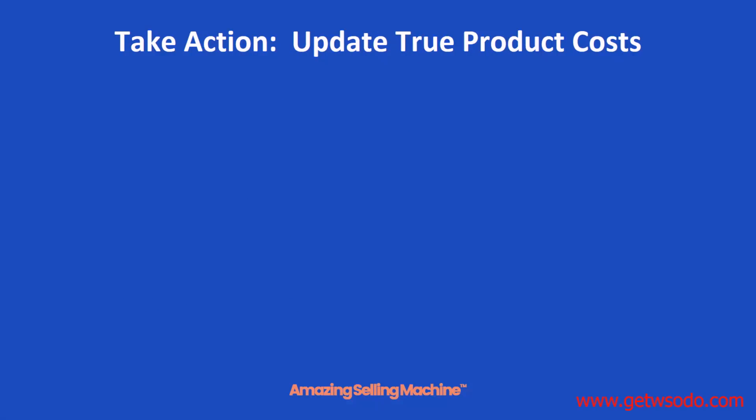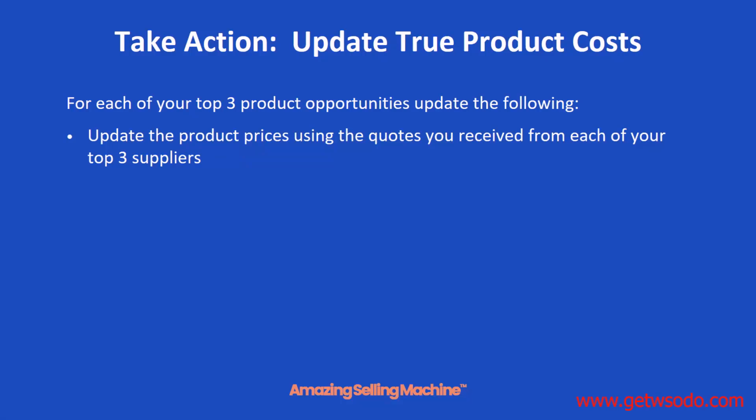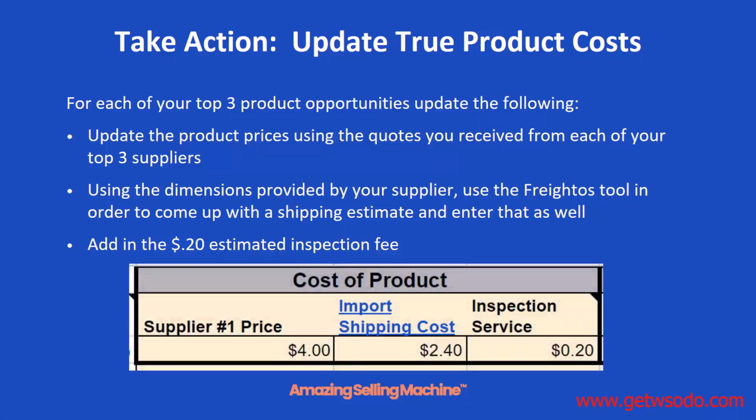Now it's time to take action and update the true product costs on your product opportunity spreadsheet. For each of your top 3 product opportunities, update the following. Update the product prices using the quotes that you receive from each of your top 3 suppliers. Then, using the dimensions they also provided, use the Freightos tool in order to come up with a shipping estimate and enter that as well. And finally, add in the 20-cent per unit estimated inspection fee. And here's a quick view of the section of the product opportunity spreadsheet to enter each of these values.